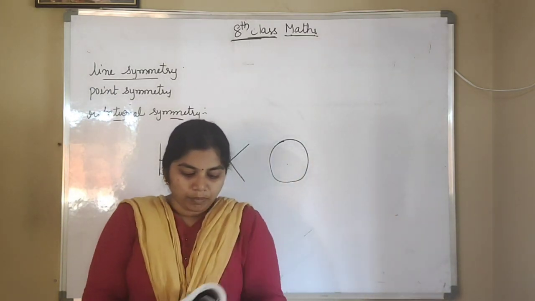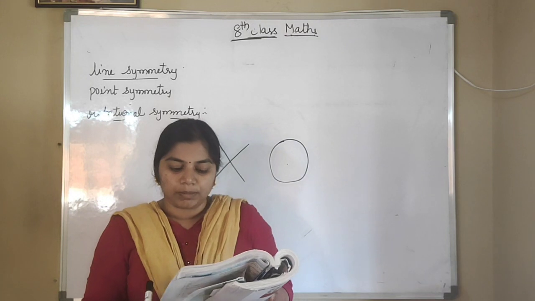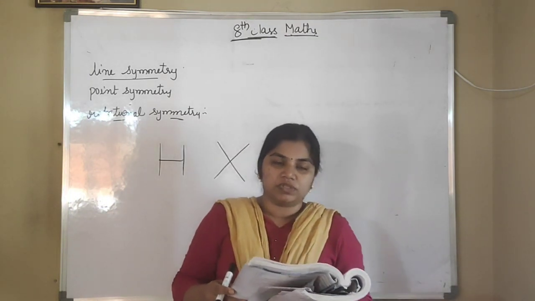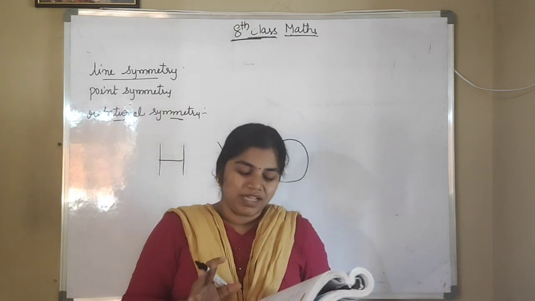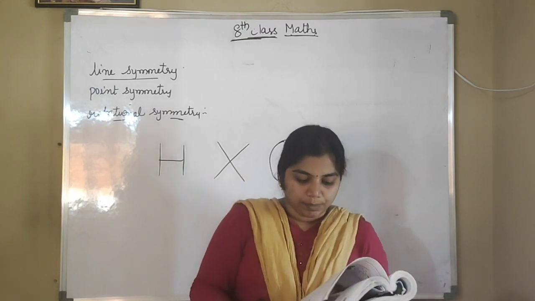So what do you mean by point symmetry? A figure looks the same whether you see it from upward or from downwards, that is, from any opposite direction. If you see from any opposite direction also, it will look the same. That type of figures we will call point symmetries.